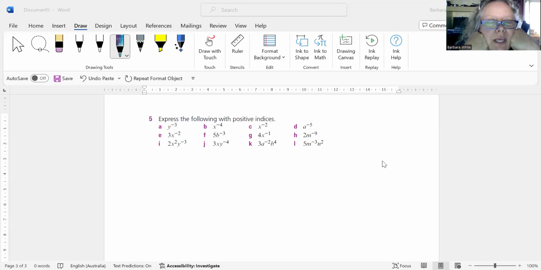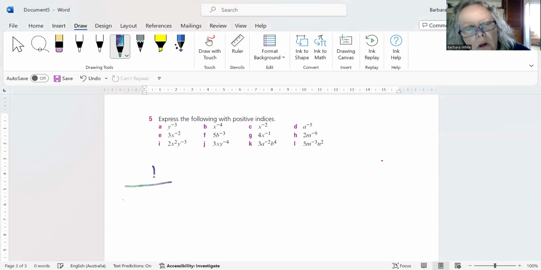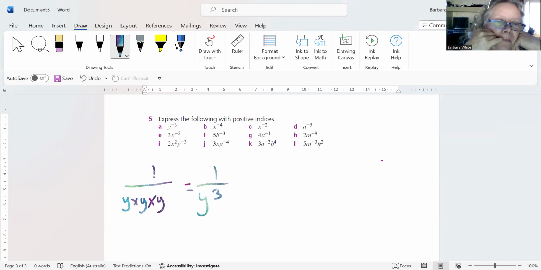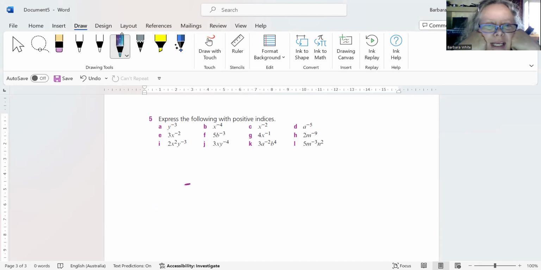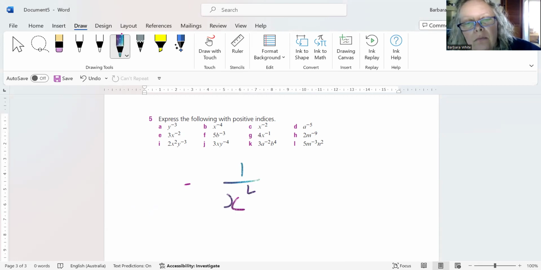Sums for us that we can try to work out what to do. So we've got y to the power of minus 3, which we know is like saying 1 divided by y times y times y, or you could say 1 divided by y to the power of 3. Okay, so expressed with positive indices, we've just done that. B, x to the power of minus 4. That is 1 divided by x to the power of positive 4. That simple.